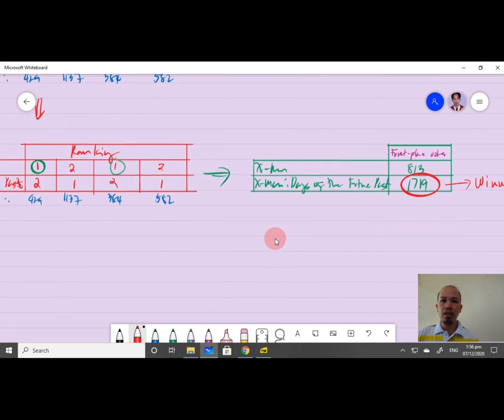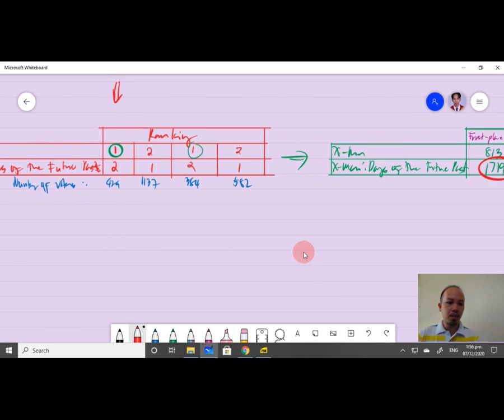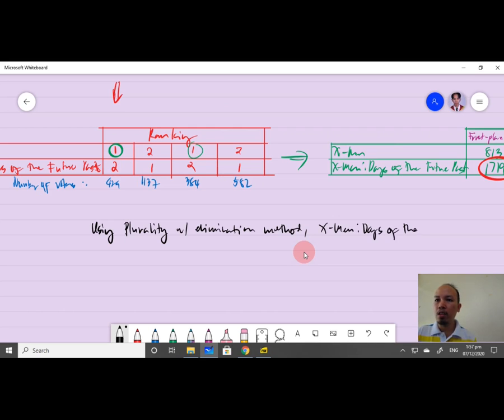Okay, so let's put now the conclusion. So our conclusion, using plurality with elimination method, X-Men: Days of Future Past is the winner.